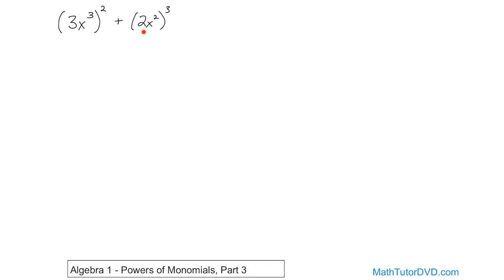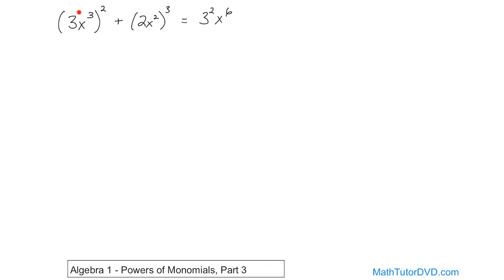Inside the parentheses is highest priority, but there's nothing we can really do there. So the next thing we do is the exponents. We're going to apply the exponents here and the exponent here, and then later we'll do the addition. So what we're going to have is here 3 raised to the power of 2 times x raised to the power of 6, because this gets applied to the x and makes it 3 times 2, which is 6.